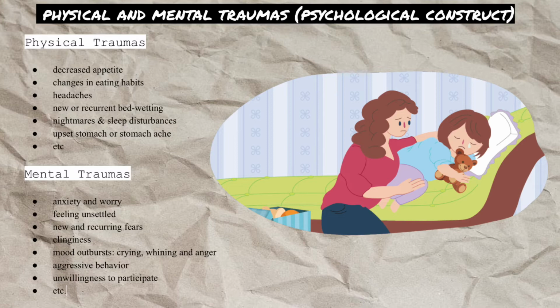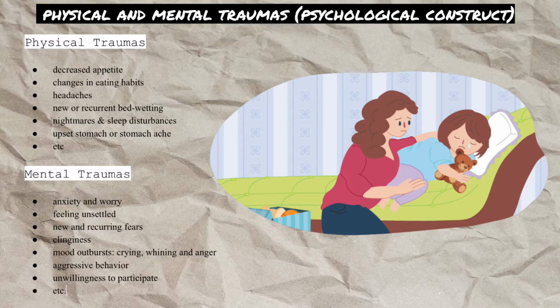In this slide, we will be talking about physical and mental traumas, which is one of the psychological constructs that I included in my presentation. Like I mentioned before, physical and mental traumas often derive from the stressors that I mentioned before, as well as other biological reasons that make them prone to dealing differently with situations in life. So some of the physical traumas that can come from either a stressor, biological, or personal matter include decreased appetite, changes in eating habits, headaches, new or recurrent bedwetting, nightmares and sleep disturbances, upset stomach or stomach ache, etc.